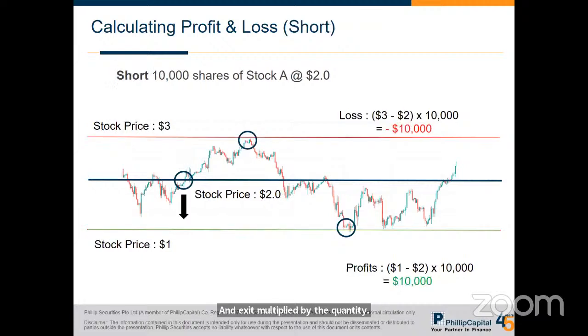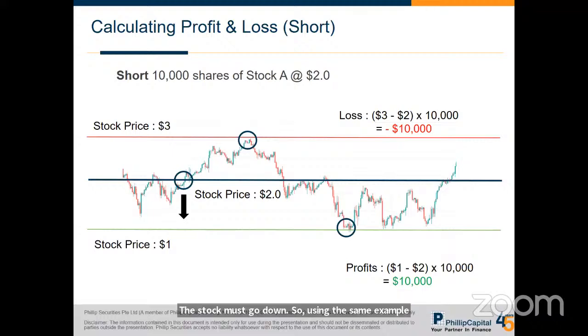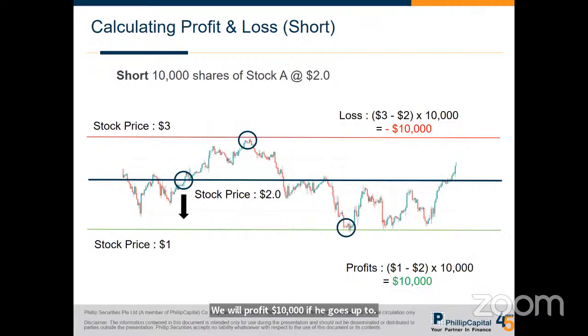Likewise, if you are in a short position, in order for us to profit, the stock must go down. So using the same example, when it goes down to $1, we will profit $10,000. If it goes up to $3, we will lose $10,000. Literally the opposite from a long position.